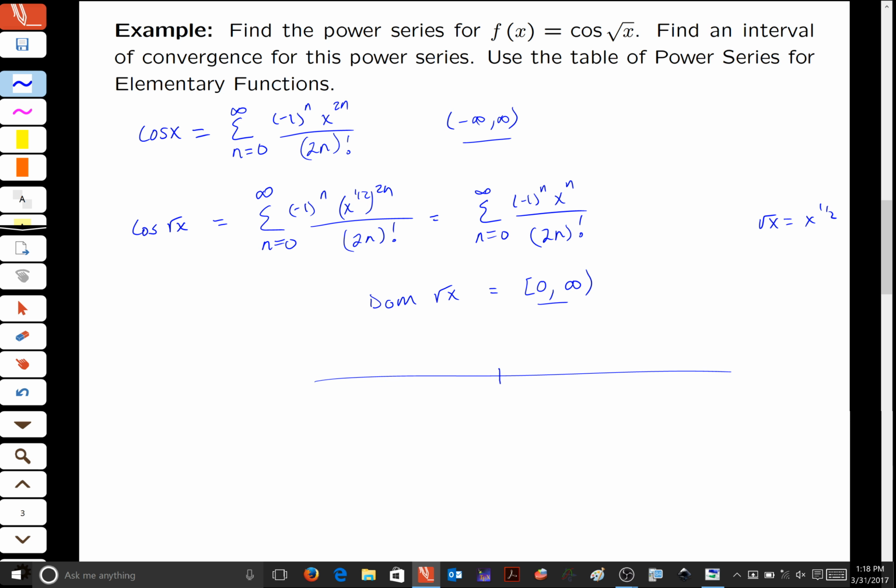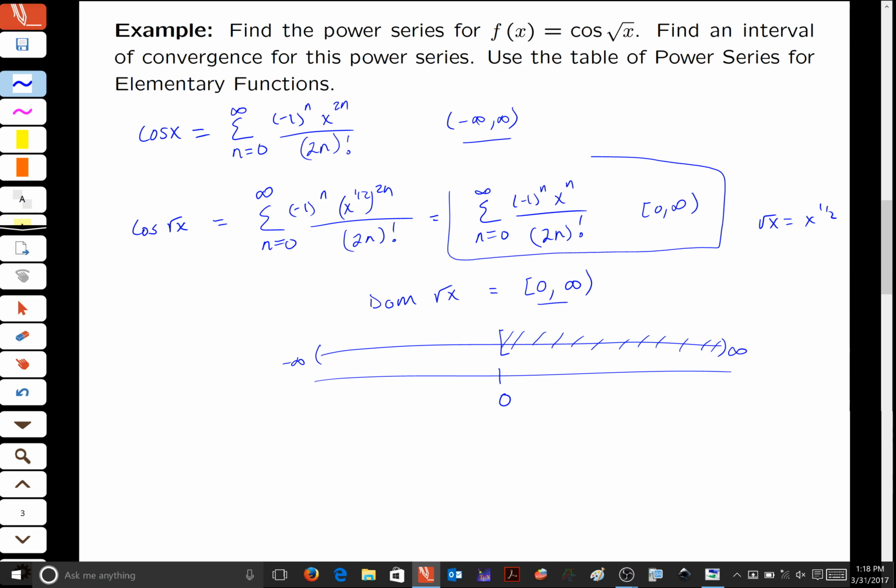If you think about it, this is 0. This is our minus infinity. This is our infinity. It goes from here to here, and we want from here to here for the second one. So they overlap from 0 to infinity. Does that make sense? You're choosing where they overlap. So what is our interval? 0 to infinity.